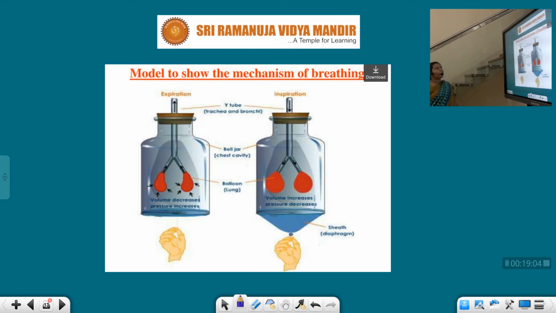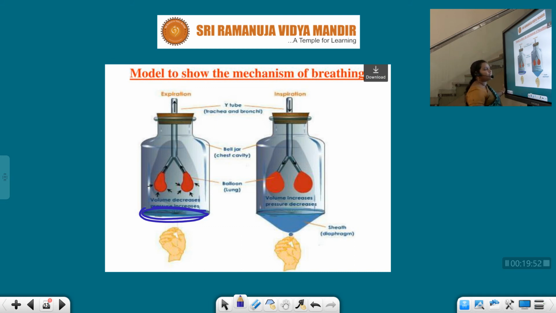Okay, next, see the model to show the mechanism of breathing. With this model we can easily and physically explain to the children the actual mechanism involved in the breathing procedure. So expiration, okay, and this is the inspiration. During expiration, air is going to come out of the bottle, and there is a rubber membrane present below the glass jar. When the volume is decreased, pressure is increased, so they seal the bottom of the glass with the membrane. So when the volume is decreased, pressure increases.